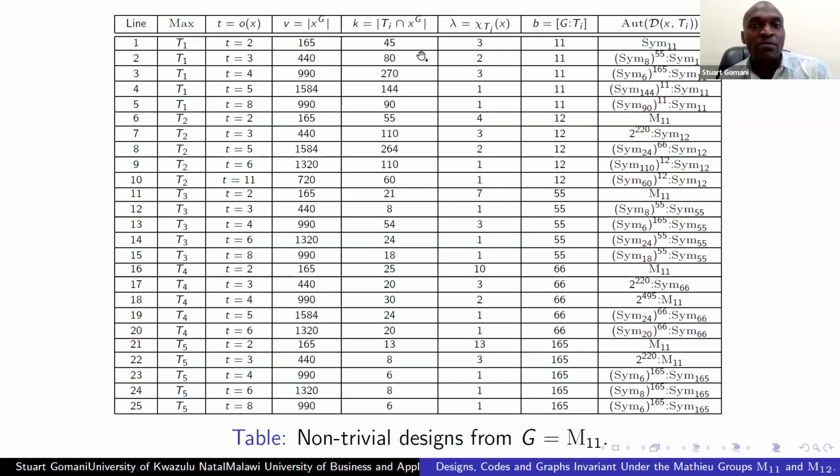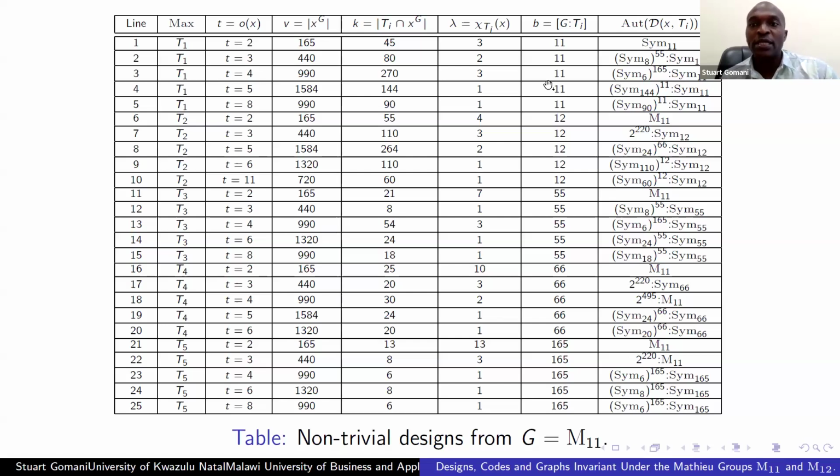The next 3 columns are giving us the parameters of the designs that we have managed to construct using this construction method 2. And the last but 1 column is giving us the indices of the maximal subgroups in the group. And we have denoted these indices by b. From this point forward, we're going to be using b for the index of the maximal subgroup in the group.